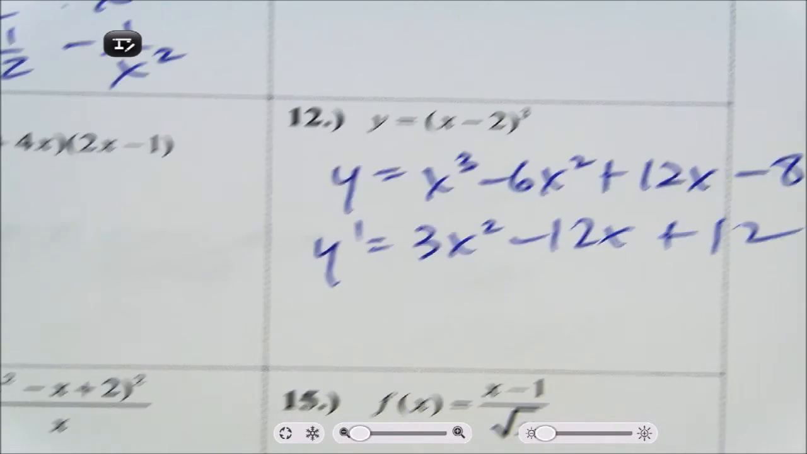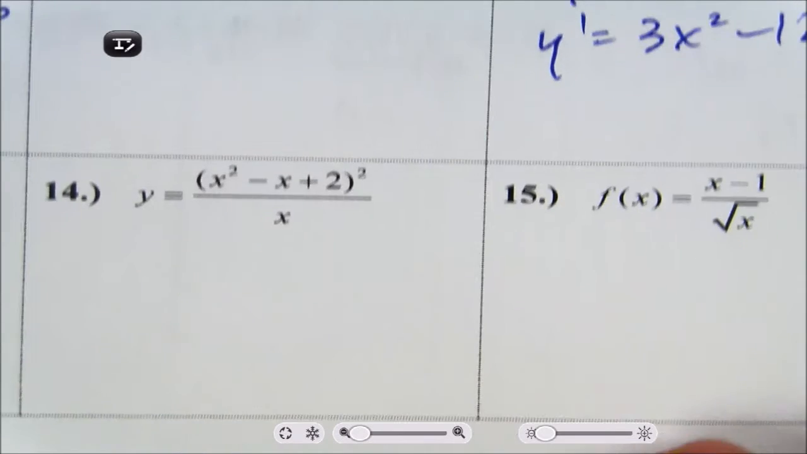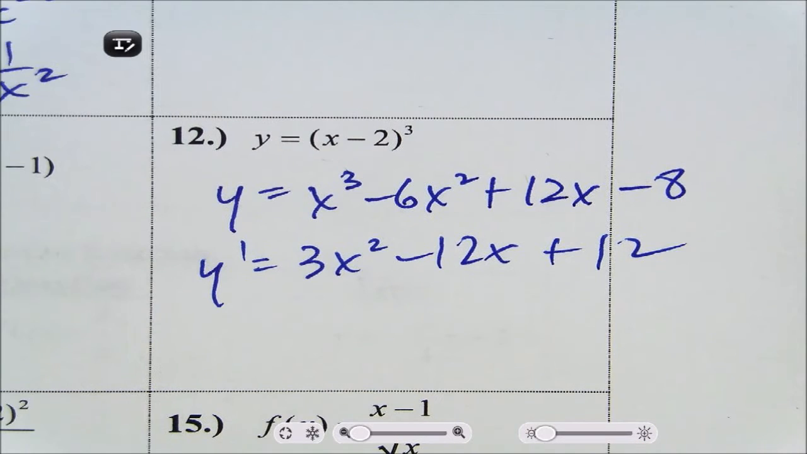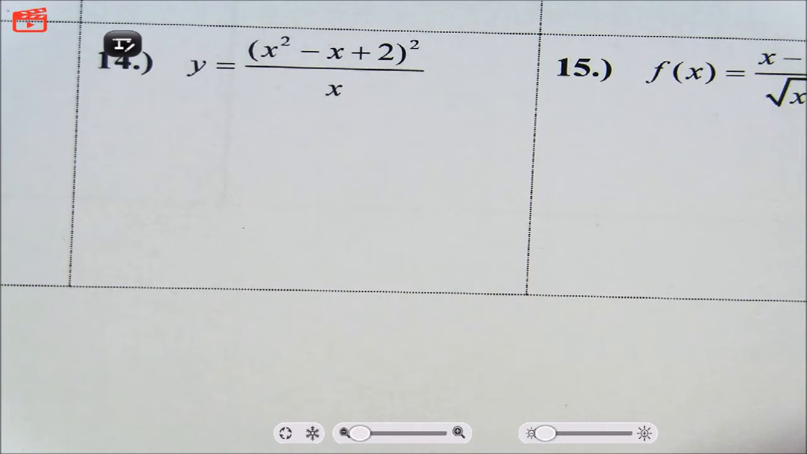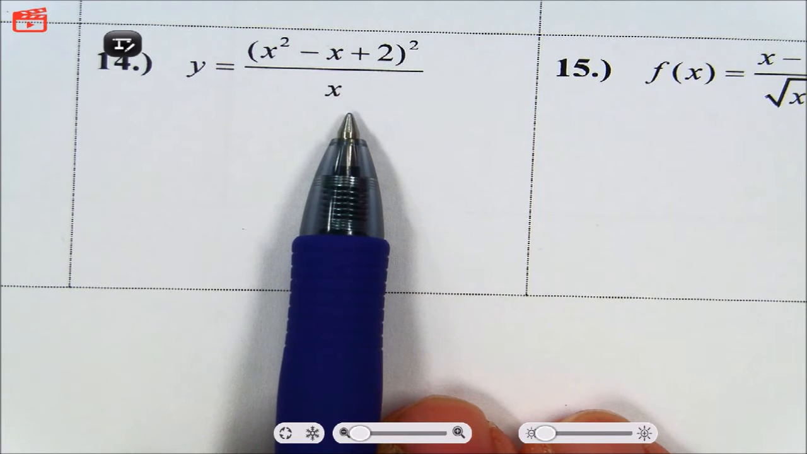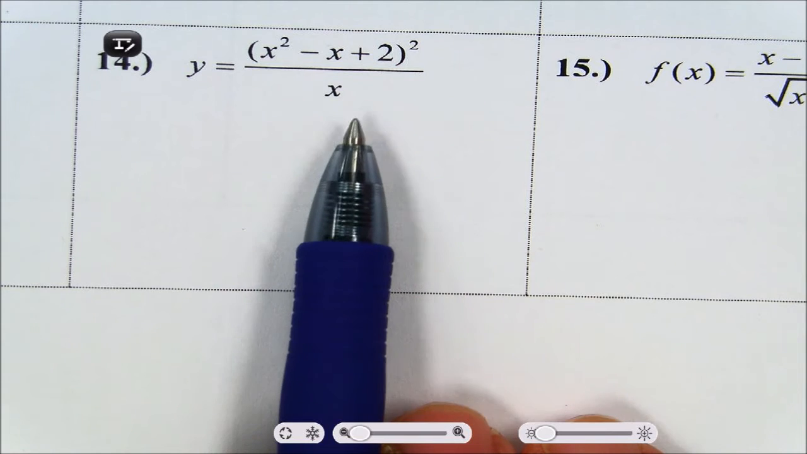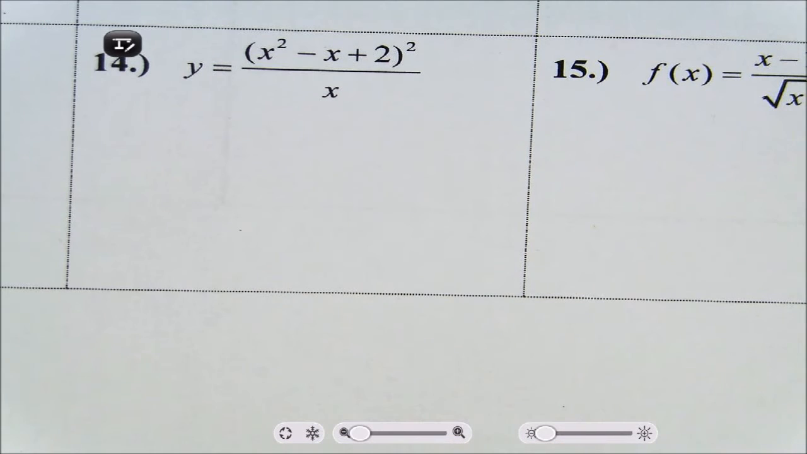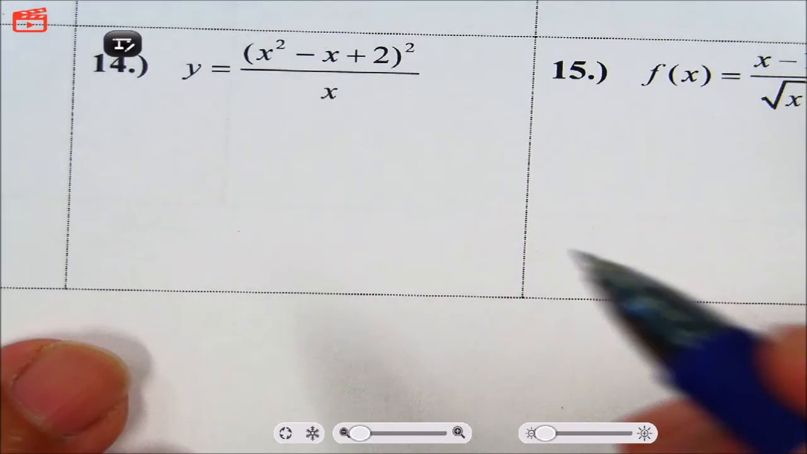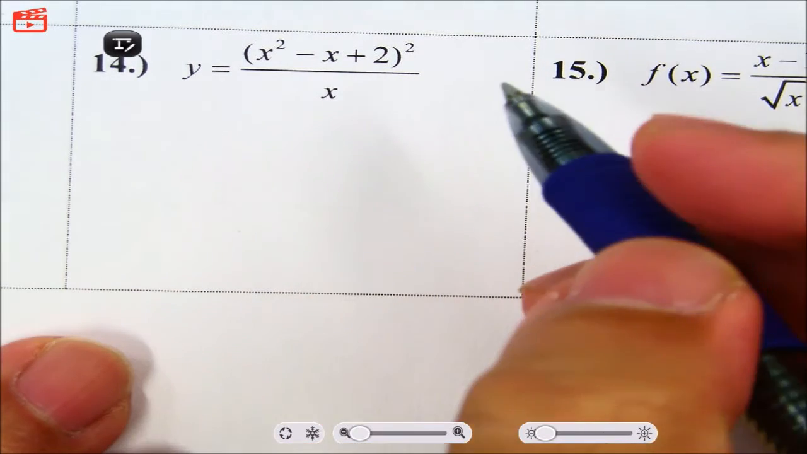Alright, number 14. So we already did it again. This one might be easier doing the algebra. If you skip this one because you didn't want to do the algebra, I wouldn't blame you, because I don't want to do the algebra. I can't do that algebra in my head.